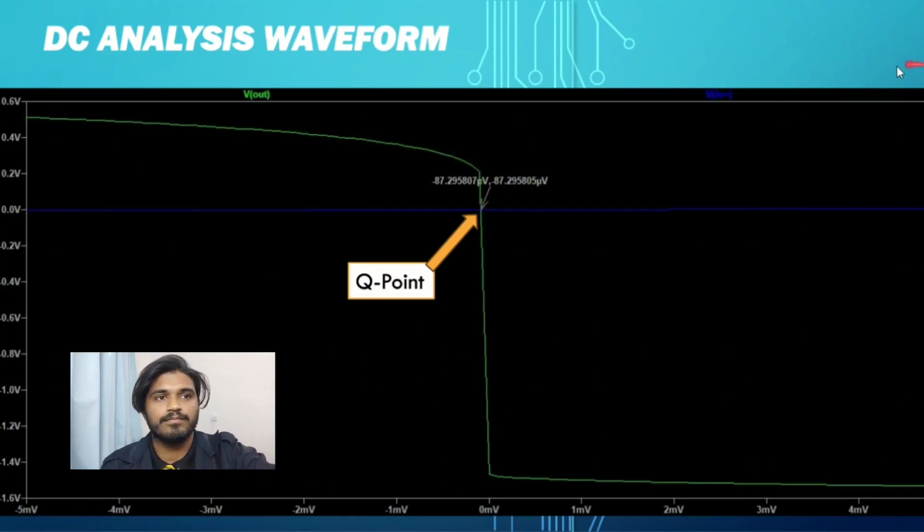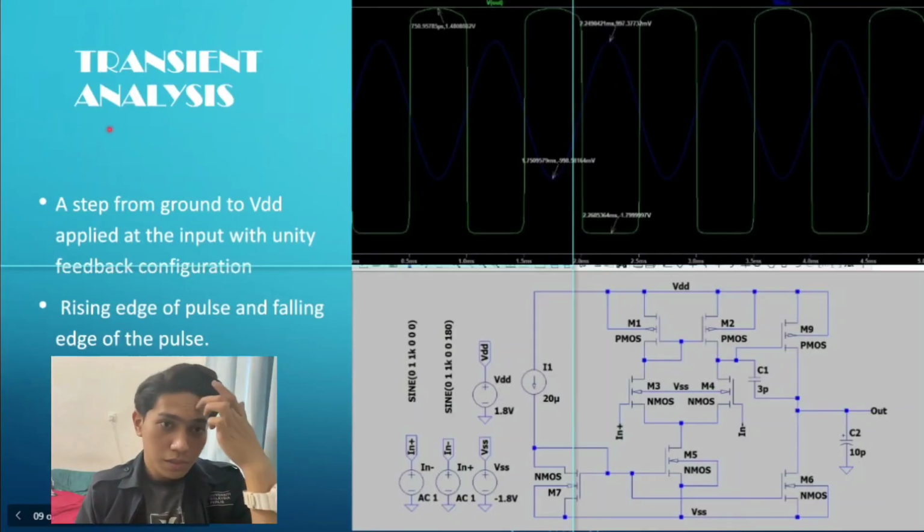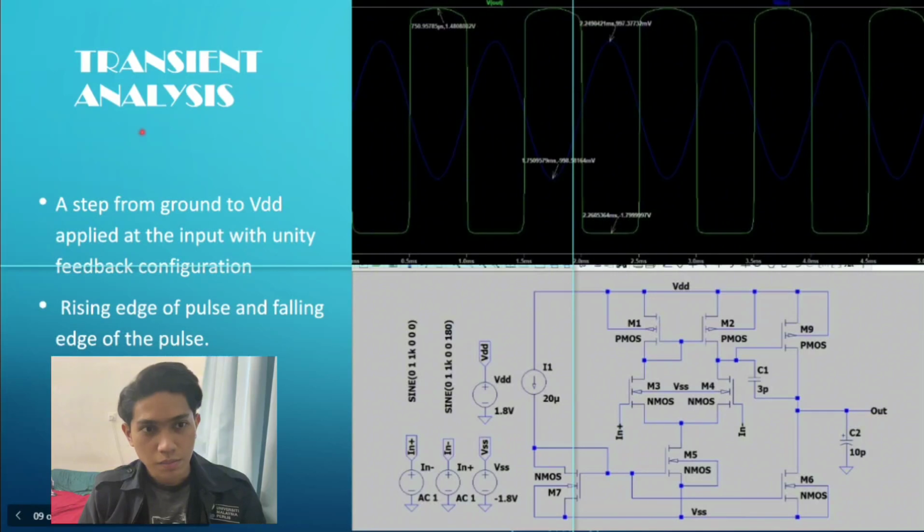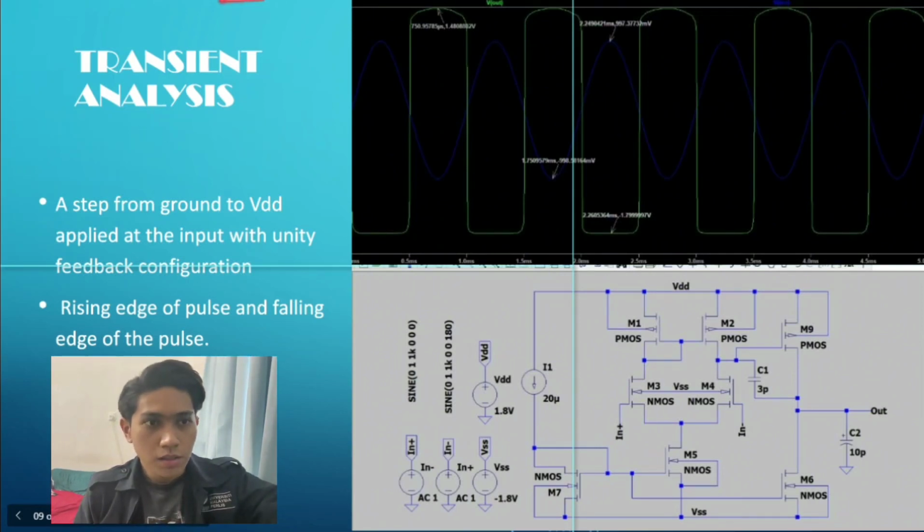Thank you. Warahmatullahi wabarakatuh. My name is Muhammad Sani. My number is 211-0326-96. My part is to explain transient analysis. This is the transient analysis waveform in the circuit.